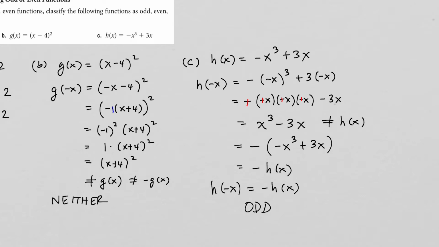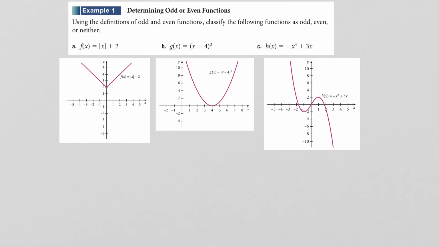Now, let me bring in some graphs to show you why these functions are even and odd. So in the first one here, we have the absolute value of x plus 2, which is this graph right here. Keep in mind that this is not that difficult to graph. You would just need to plug in some x values and find some f of x values. But I want you to notice that if you look at the graph, it does have symmetry across the y-axis. And that is what happens when the function is even, which confirms what we got algebraically.